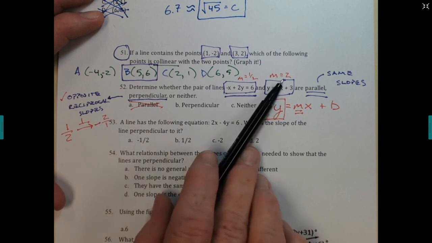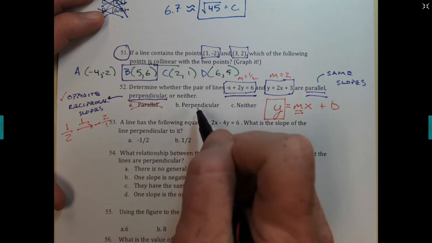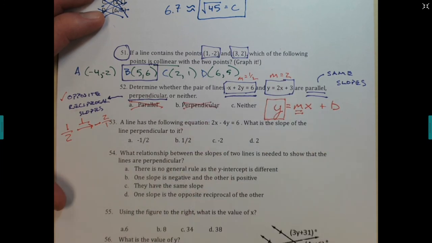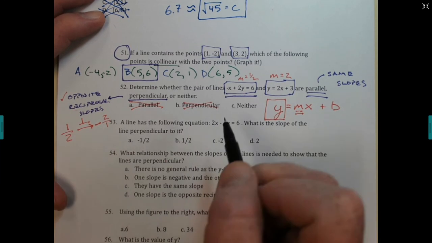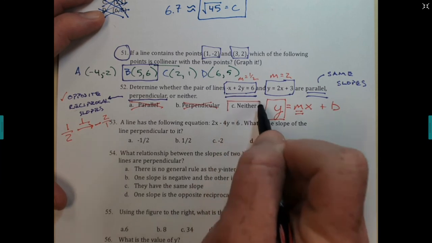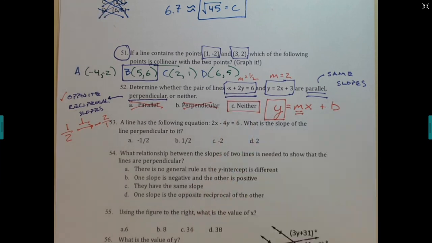Is that what the other slope is? Is this a negative 2? No, so I have to eliminate perpendicular. Which option do you think I should choose, Reese? Neither. Makes sense, doesn't it? Yeah. Reese, you crushed that. That was awesome.